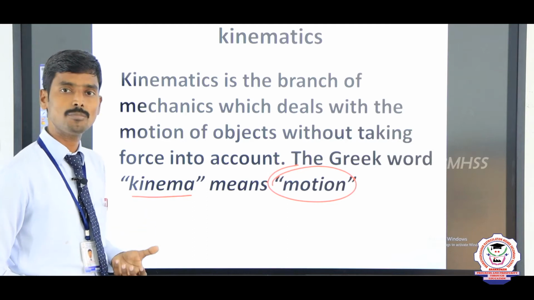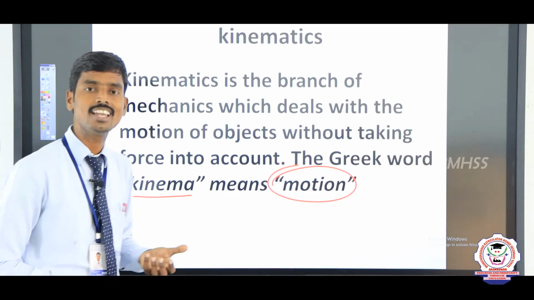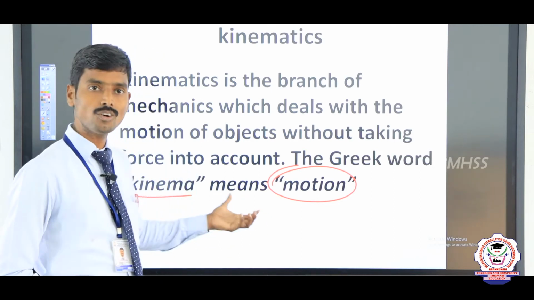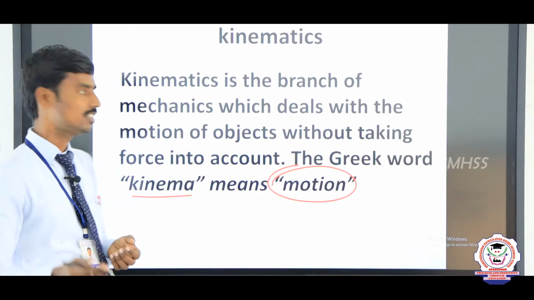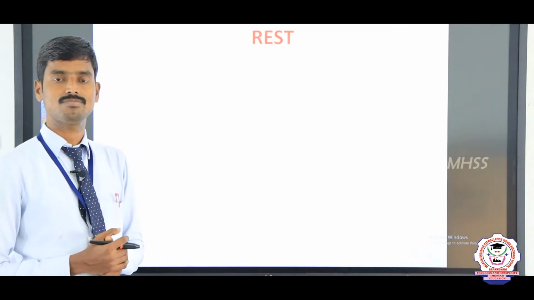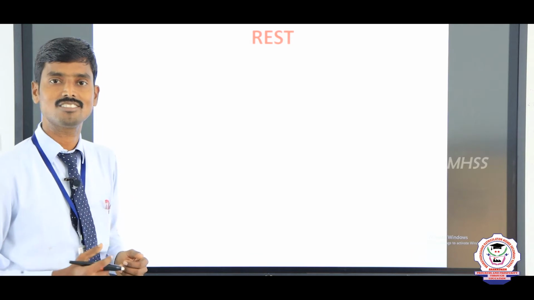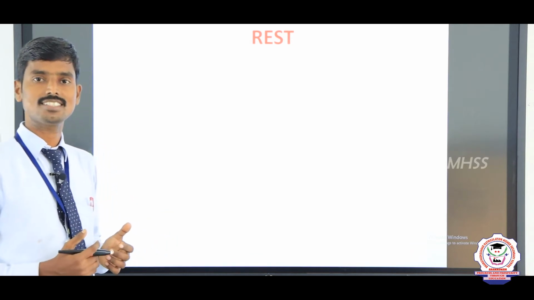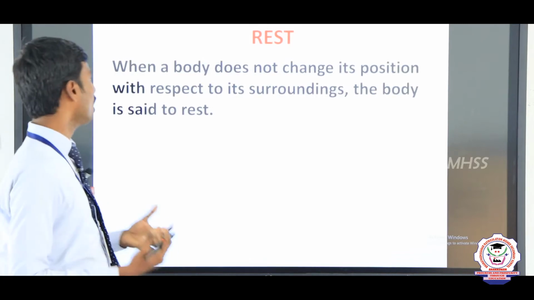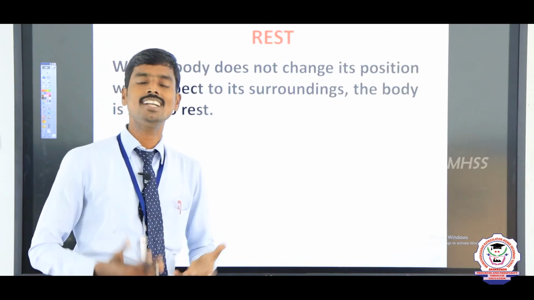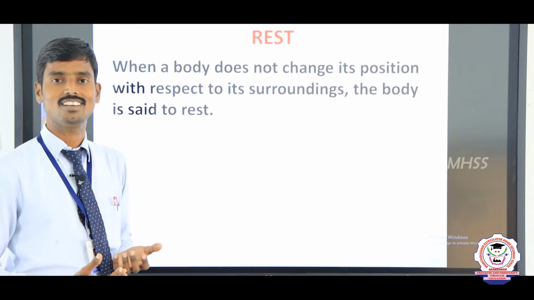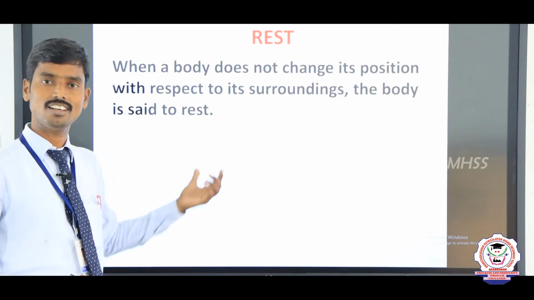Kinematics is a branch of mechanics that deals with the motion of an object without taking force into account. The first concept is rest and motion. First, what is meant by rest? Already we know from previous classes, rest is when an object does not change its position with respect to its surrounding. This is the good definition for rest.